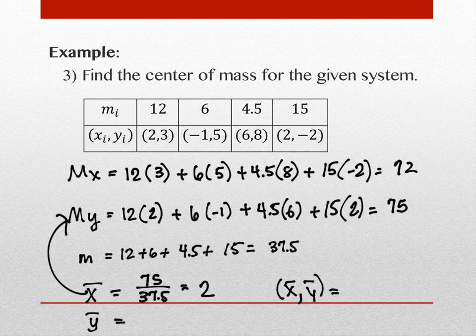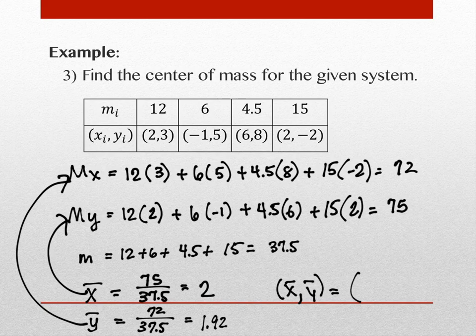And then our y bar will go back up to M sub x. So it's 72 divided by 37.5. What's that one give me? It's almost 2. 1.92. So if you were doing this on the thing, and you saw the grid on one side of it and there was not a grid on the other, your location in space would be an x coordinate of 2 and a y coordinate of, well, almost 2, 1.92.